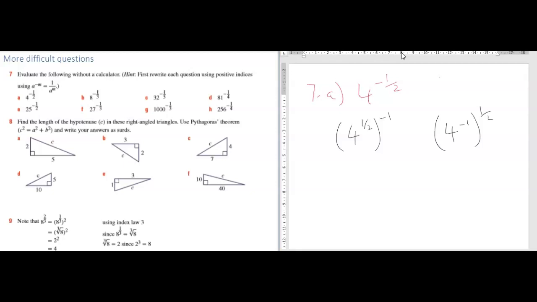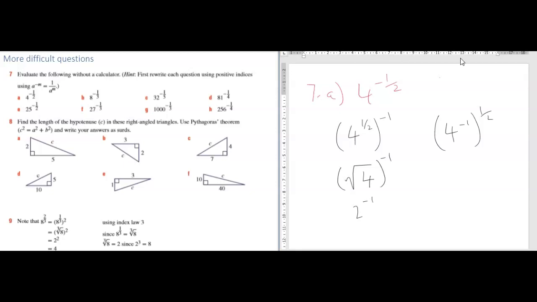Now, this is an index law in itself. I don't think actually, I'm looking at the questions now. Question 9 looks like we would be using this process, but this is just to help you understand, well, we've got a negative there and we've also got a half. So the half is the same as the square root. So we're going to take the square root of 4, and that's the power of negative 1. Square root of 4 is 2, so then it's 2 to the power of negative 1.